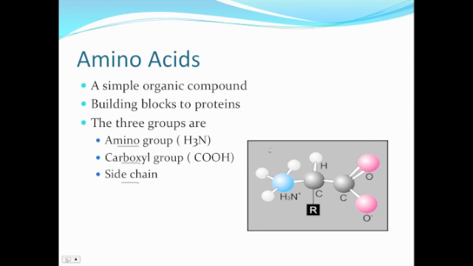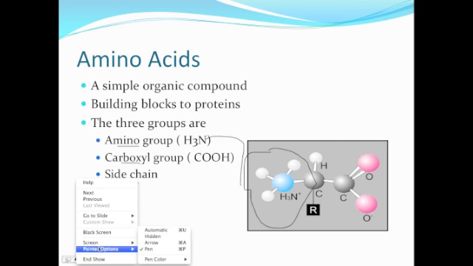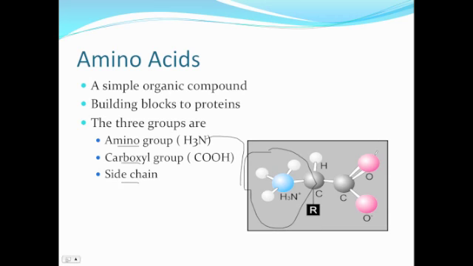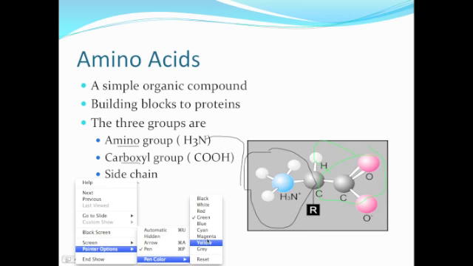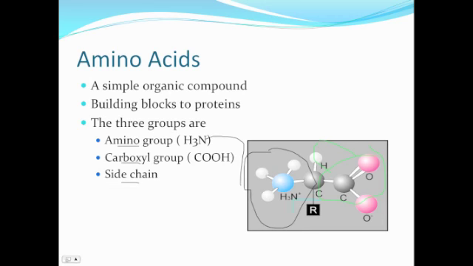So, the amino group is this part. As you can see, it's the H3N. So, this is the amino group. The carboxyl group is this part, the COOH. Also the H. So this is the carboxyl group, and the side chain is the R.